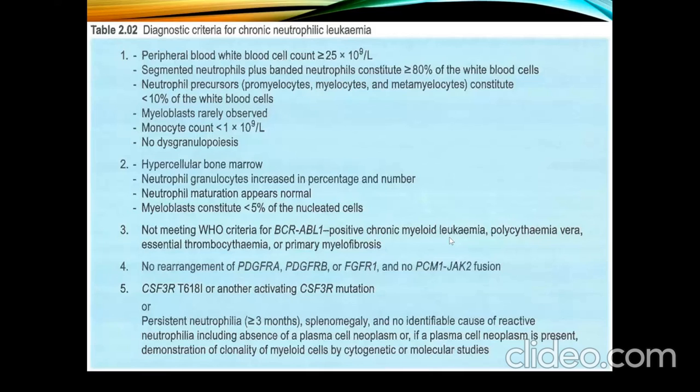There should be hypercellular bone marrow. Myeloblasts should constitute less than 5%. Neutrophil maturation should appear normal. If it does not meet WHO criteria for BCR-ABL1 positive chronic myeloid leukemia, polycythemia vera, essential thrombocythemia, or primary myelofibrosis, then it can be considered chronic neutrophilic leukemia. Also there should be no rearrangement of PDGFRA, PDGFRB, or FGFR1, and no PCM1-JAK2 fusion.